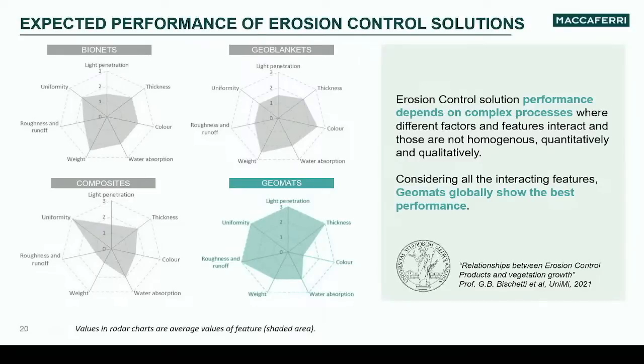So on the 7 key parameters, what is the performance of these different solutions? We'll see when it comes to light penetration, thickness, color, weight, water absorption, the biodegradable mats, because of certain factors, are not good in everything. And then we talk about geosynthetic solutions or the composite solution, or the mat solution, again the geosynthetic ones. They are giving the highest performance when it comes to erosion control.